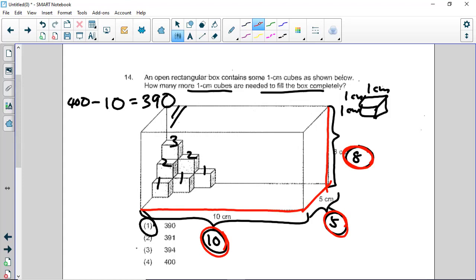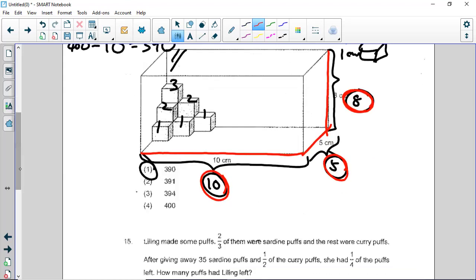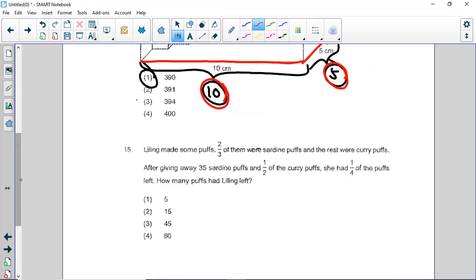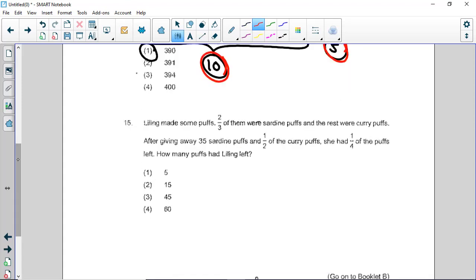Okay, let's look at the next one. Question number 15. Okay, now 15, another hard one. Okay, but what's the method here? Model drawing. Okay, and then you need to try to draw the model. But before you draw the model, there are 3 fractions. So how to make it simple to draw?